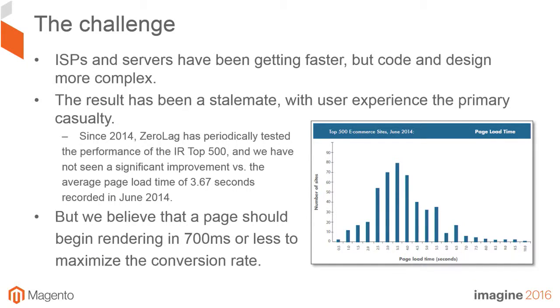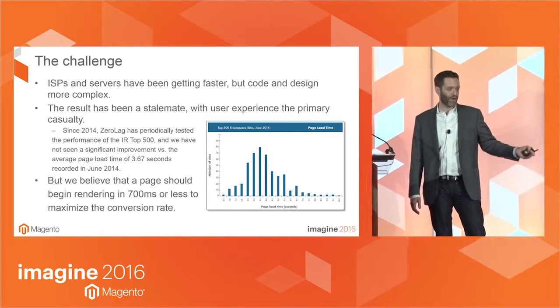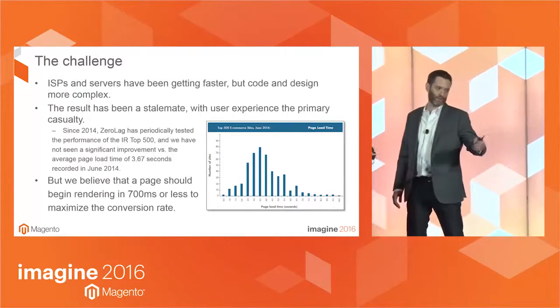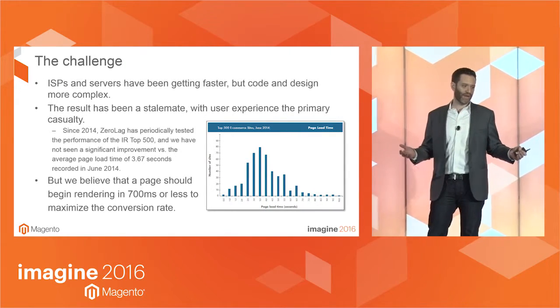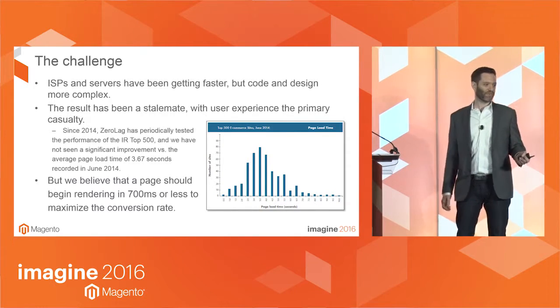This is the challenge as we see it: ISPs getting faster, servers becoming more robust, and then design and code getting heavier and more complex. And users are stuck in the middle. Over the past 2 years, we've incrementally tested the IR Top 500, and we have not seen almost any improvement over that period of time. It's really been stagnating, even though broadband speeds are getting faster and servers are getting faster. You're going from hex core to octa-core to 12-core. The rate of improvement is exponential, but still no difference in the last 2 years.